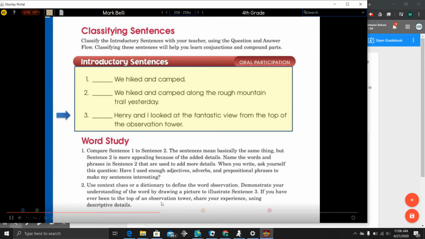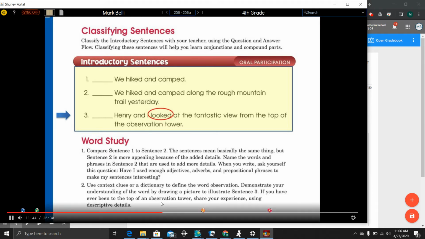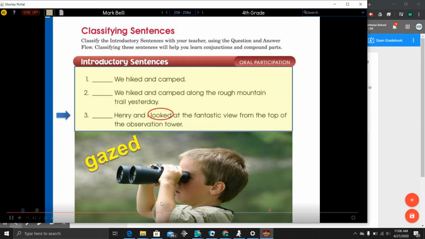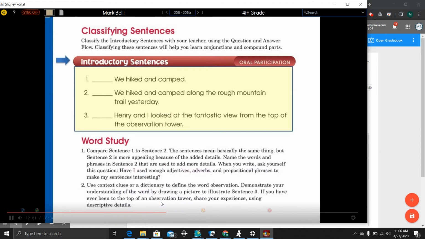So what can you use for looked? Can you find a synonym that would replace the verb looked? The word gazed would be an appropriate synonym for the verb looked. It would change the sentence to sound like this. Henry and I gazed at the fantastic view from the top of the observation tower. Let's start classifying the introductory sentences. Be sure that you are asking and answering each question in the question and answer flow.